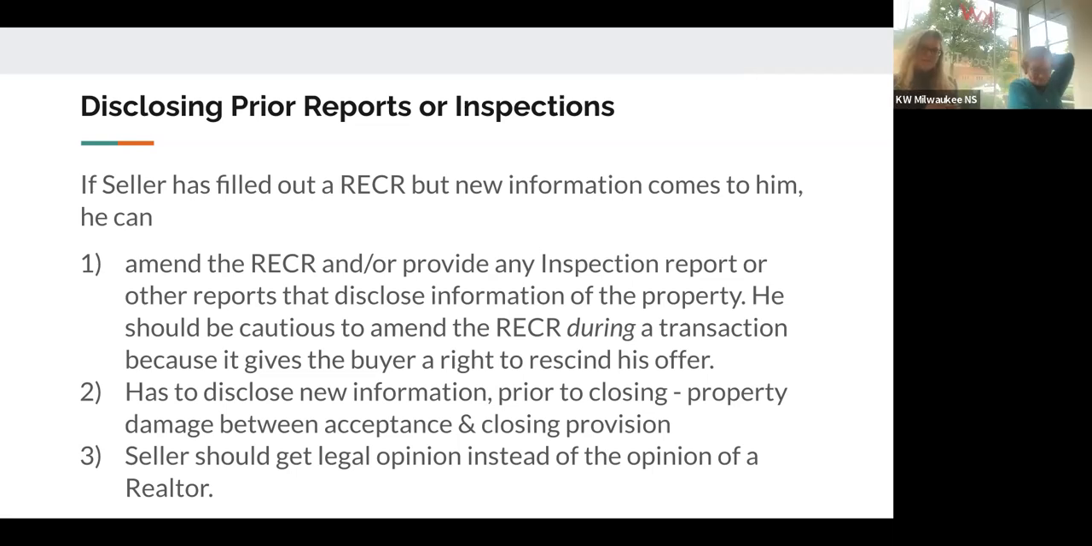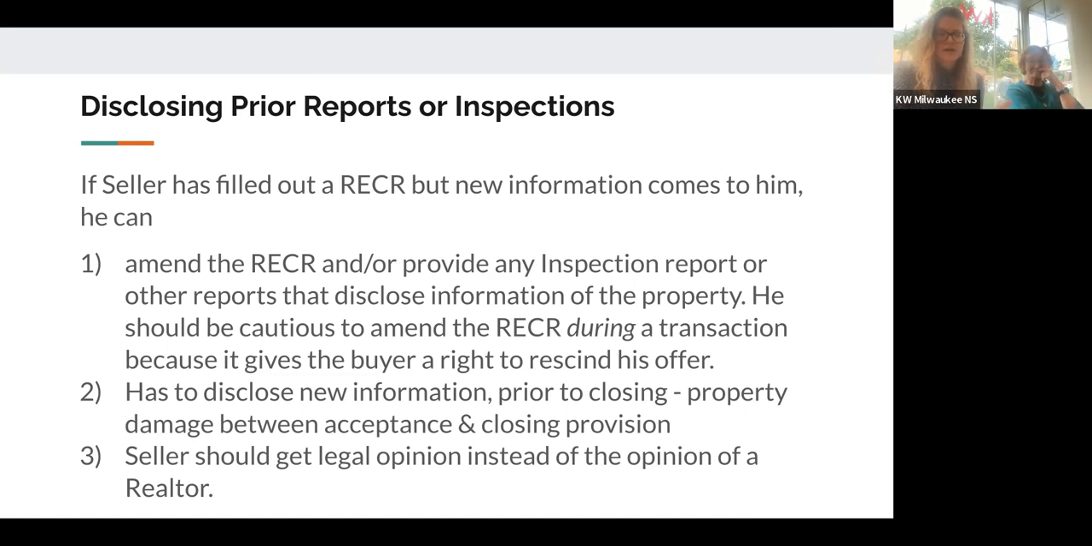Okay. So, disclosing prior reports or inspections. The seller has filled out a real estate condition report, but new information has come to him. Depending on where we're at, if there's not an accepted offer, and we're in the period prior to an accepted offer, then the seller can amend the real estate condition report and provide any inspection report he may have received.